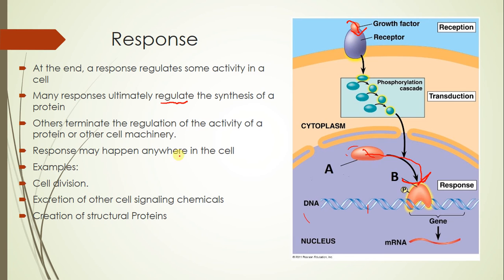Responses may happen anywhere in the cell, so on the surface, in the nucleus, in the cytoplasm. Some things that are responses to a signal might be telling the cell to divide, or to excrete other cell signals or chemicals to tell other cells something, to create a new cellular protein, to bring in certain molecules from the outside. All of those are examples of responses. And this is basically how the cell can respond to internal and external changes in its environment.